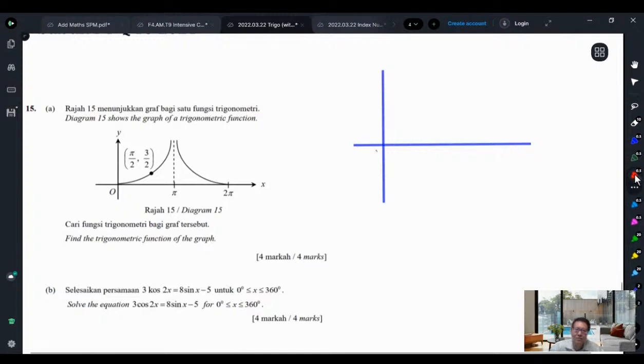It's 0, 90, 180, 270, 360. Okay, so this is how I remember the tangent graph, the asymptote, and here.